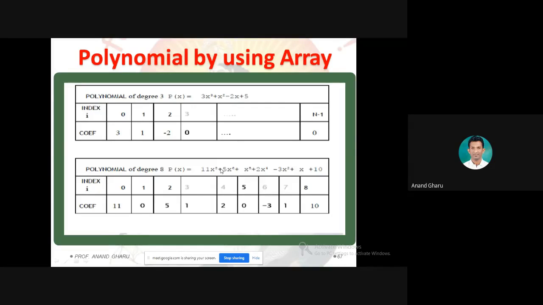Now here you can understand 8 and 6, but 7 is missing. If suppose any exponent is missing, then you can put value 0.